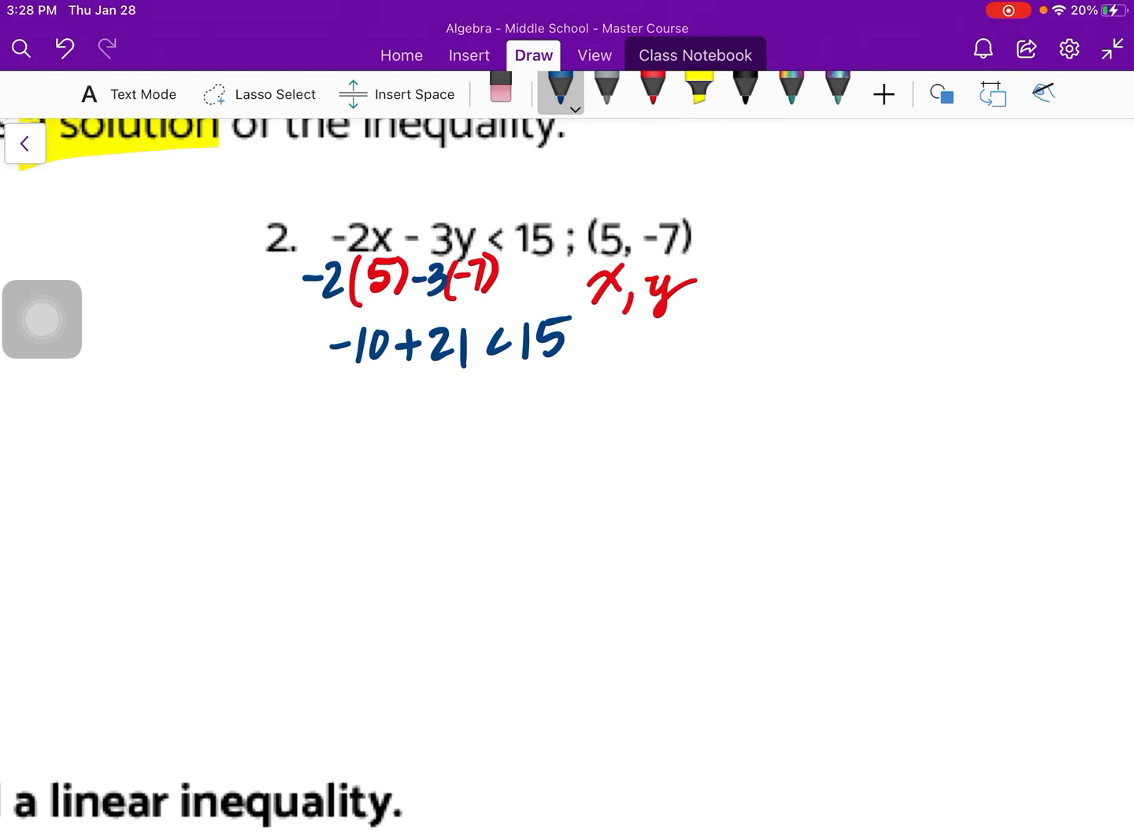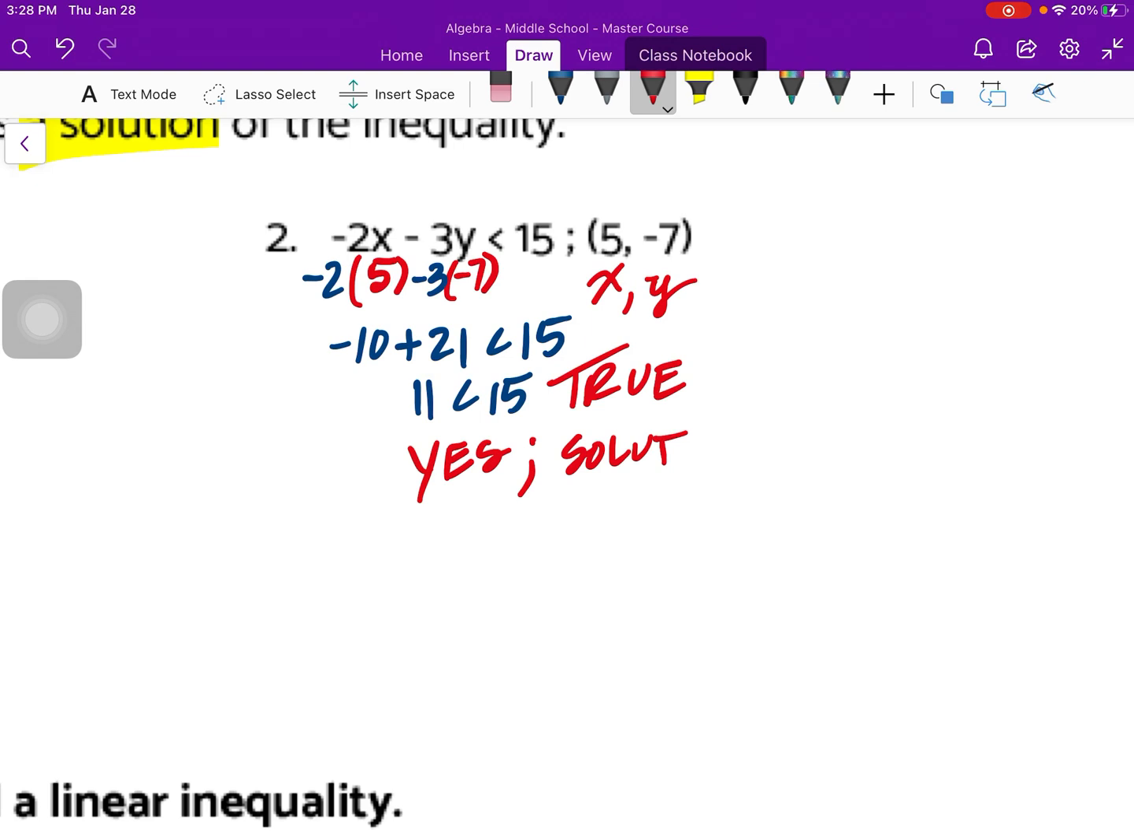So let's check my math here. I believe that's 11 is less than 15, which again, it just so happens this one is also a true statement. So I would say yes, that one is a solution. So just remember, anytime it makes a false statement, then that point is not a solution of the inequality. And even though I said you can have an infinite number of solutions, you will also have points that are not solutions of the inequality.